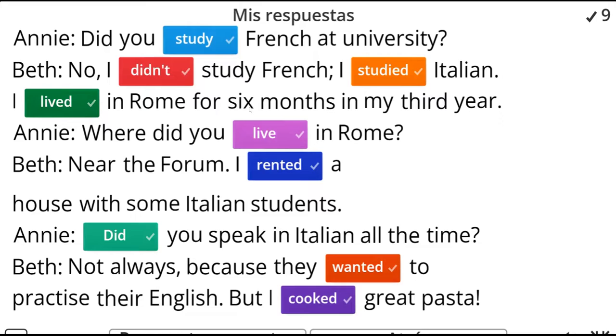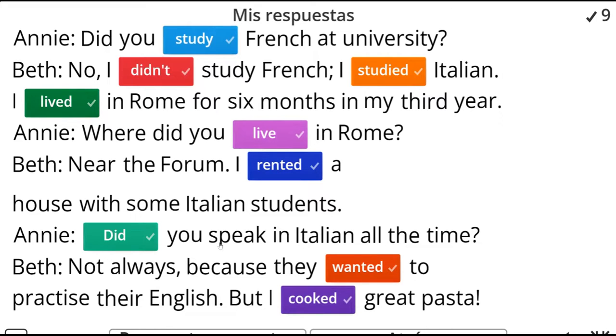Well done. So now let's practice once more. You listen and then you repeat on your own, okay? Did you study French at university? No, I didn't study French. I studied Italian. I lived in Rome for 6 months in my third year. Where did you live in Rome? Near the Forum, I rented a house with some Italian students. Did you speak in Italian all the time? Not always, because they wanted to practice their English, but I cooked great pasta.